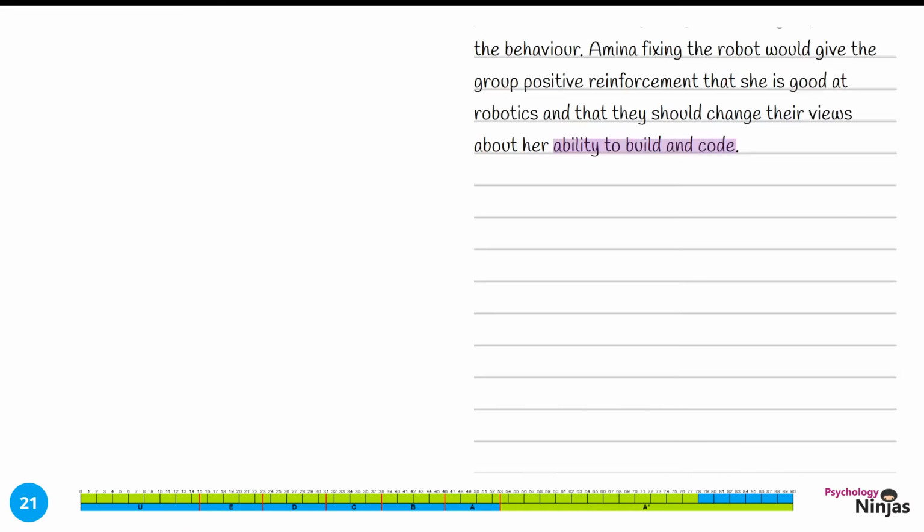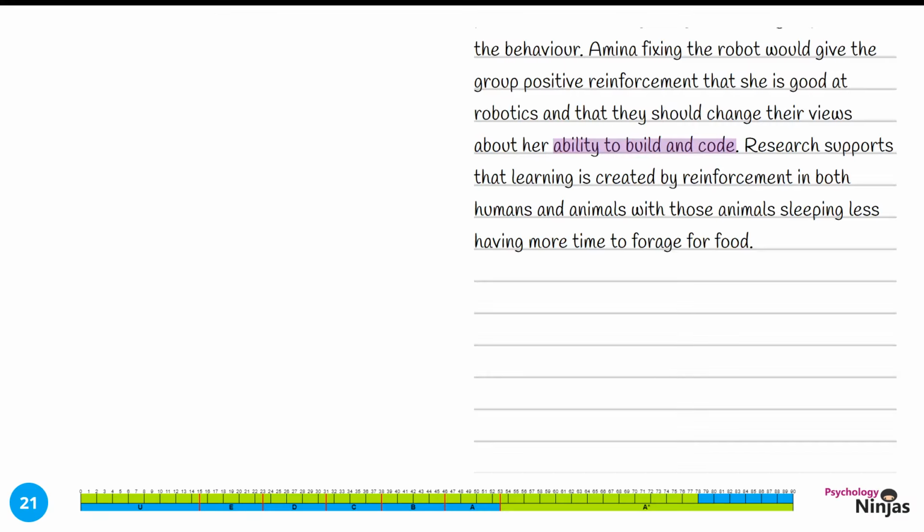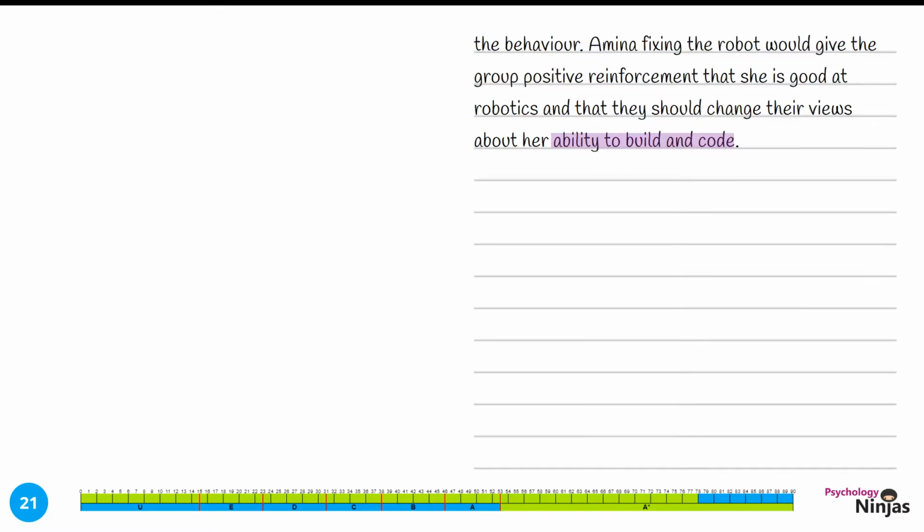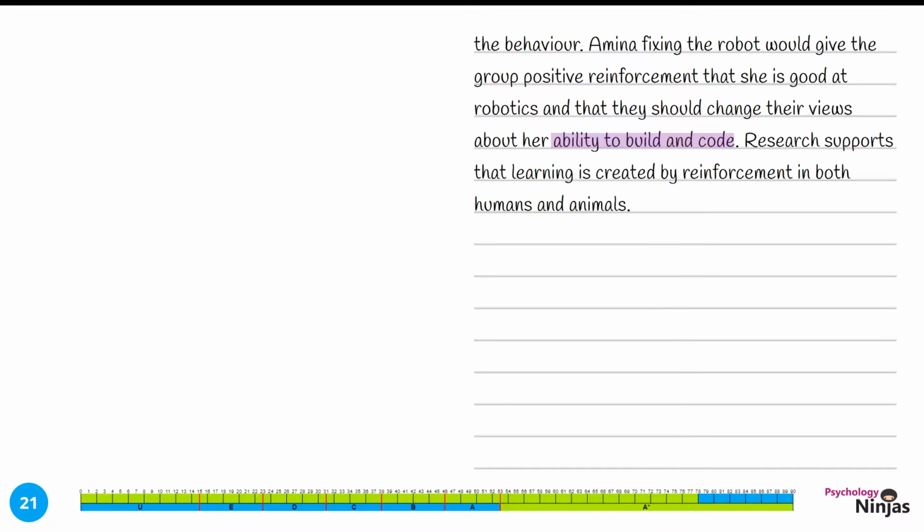Now let's evaluate. Let's evaluate once again. Research supports that learning is created by reinforcement in both humans and animals. We've made a point here about our evidence base for operant conditioning.